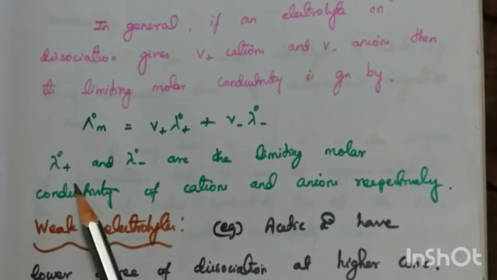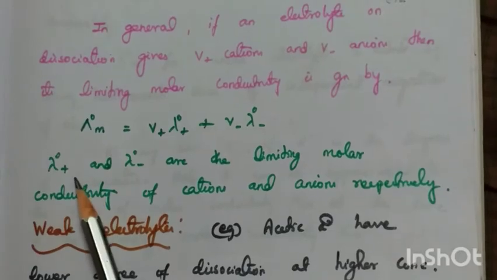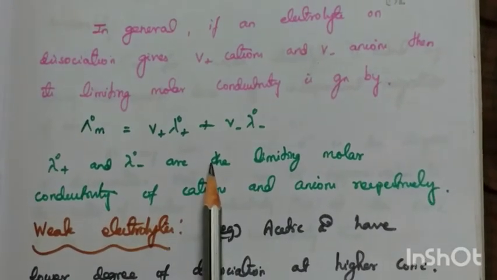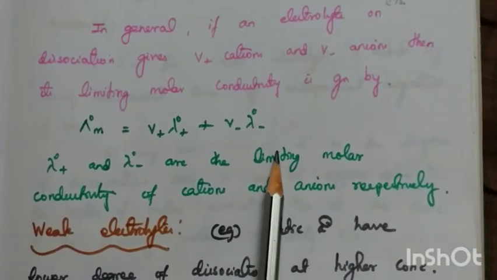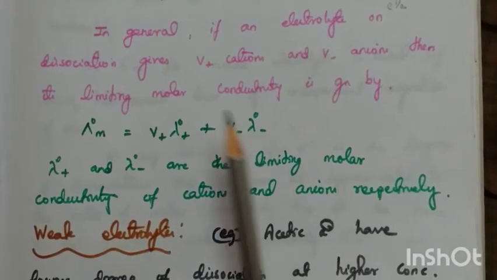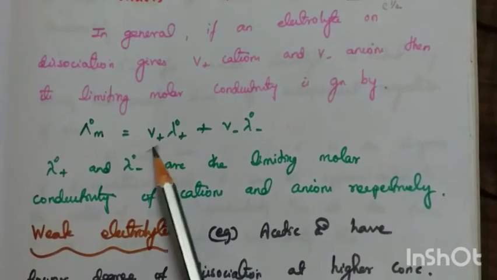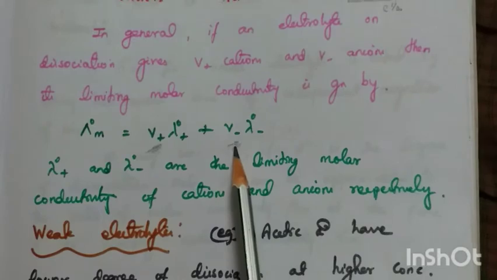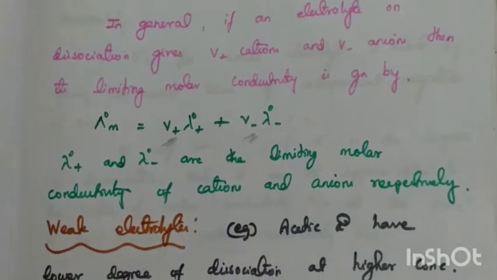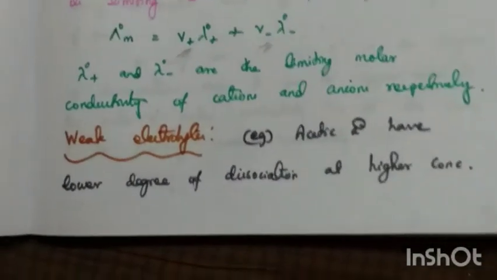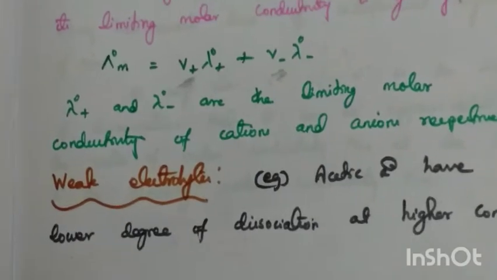So lambda naught plus and lambda naught minus are nothing but the limiting molar conductivities of the cation and anion, and V plus and V minus are the number of ions produced in the solution. This is for the strong electrolyte.